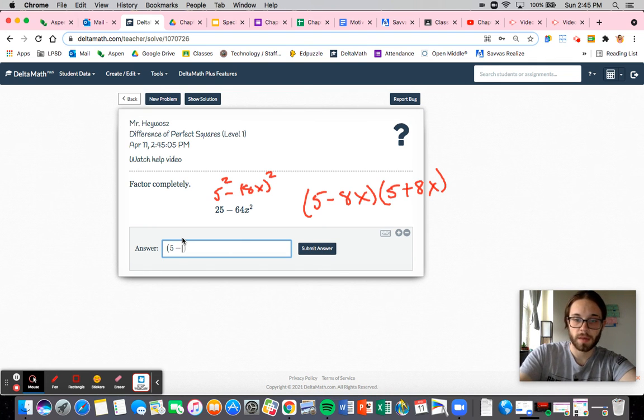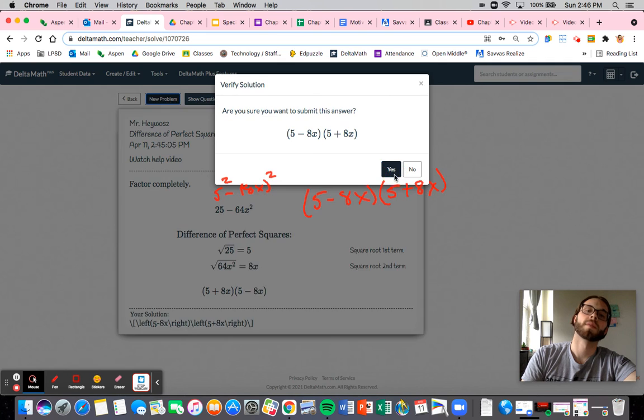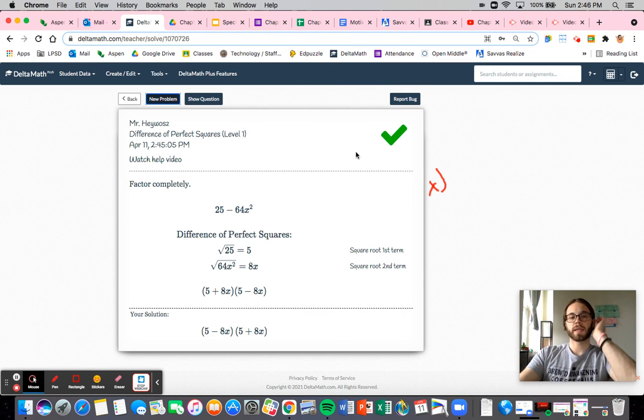5 minus 8x. Also, by the way, you can rewrite it 5 plus 8x. Double check, make sure we did that right. Yep, exactly. As you can see here, it is the difference of perfect squares. So you just have to rewrite it as something like that.